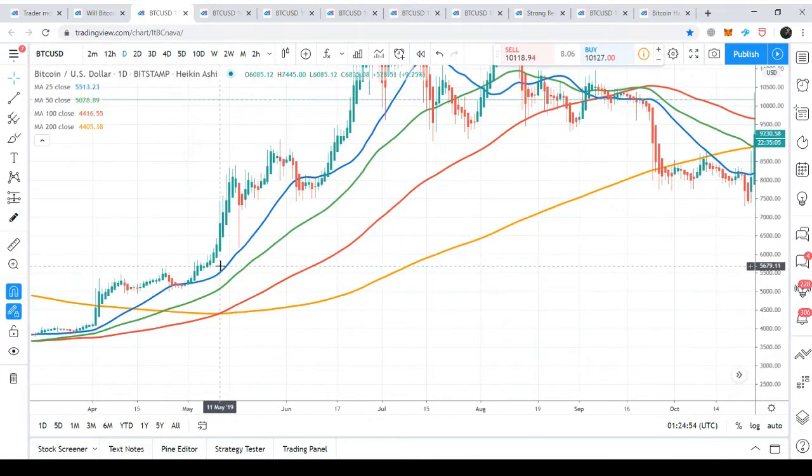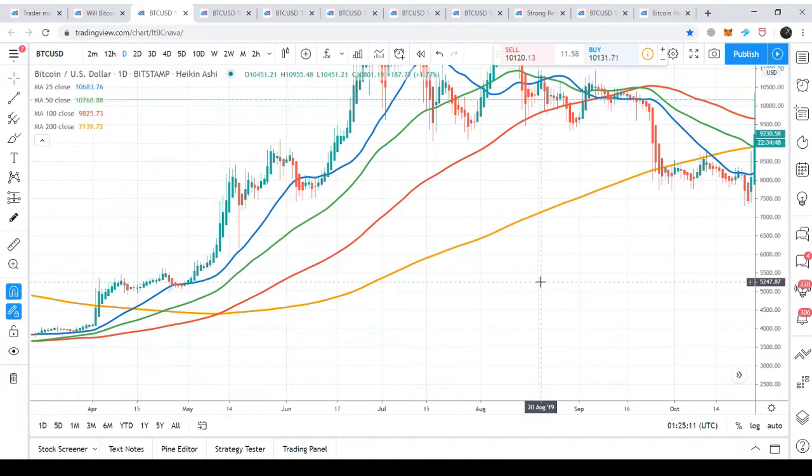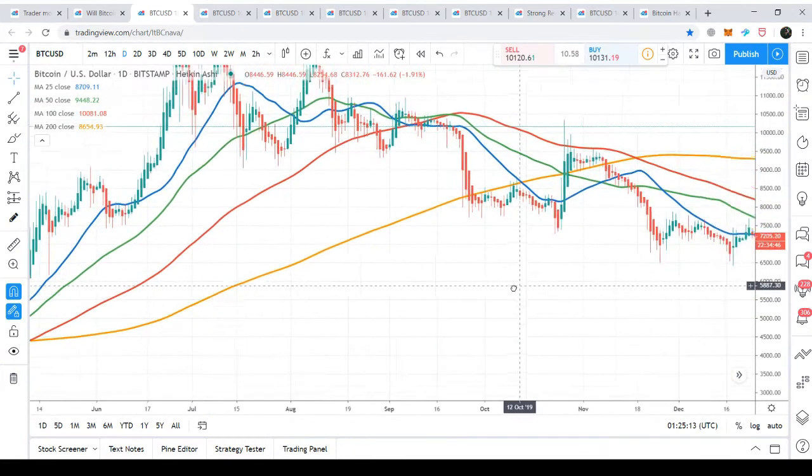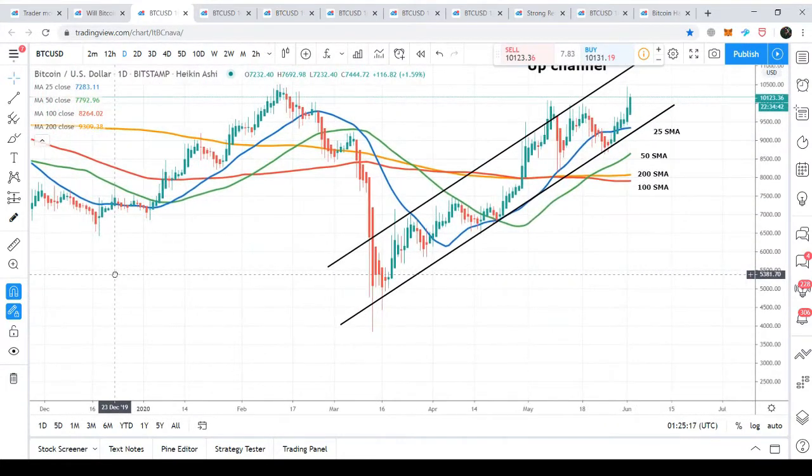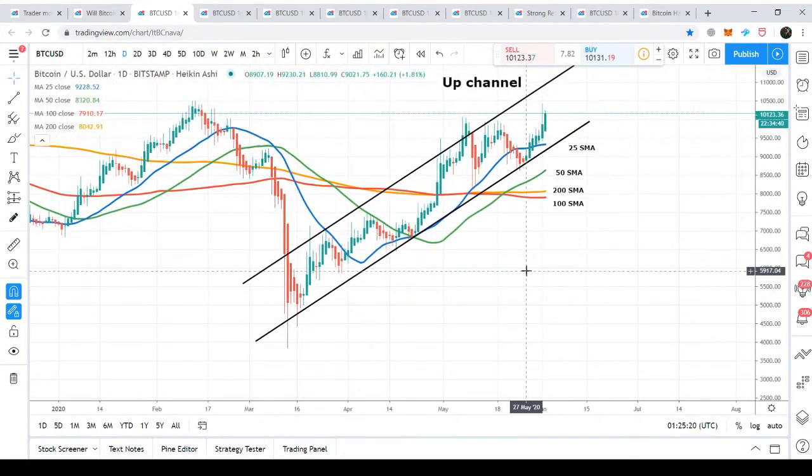Here we can see that we had the 25 above, then the 50 below the 25, then we had the 100, and the 200 simple moving average was below all these 4 simple moving averages, and we had a complete opened alligator mouth that led the price action to $13,800.